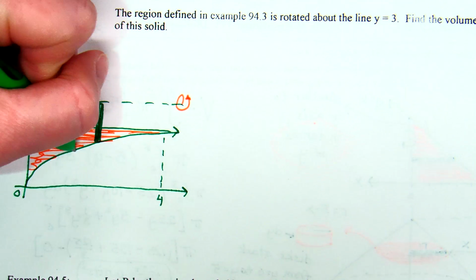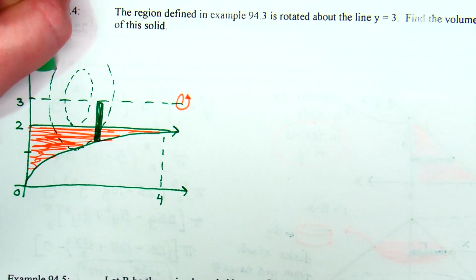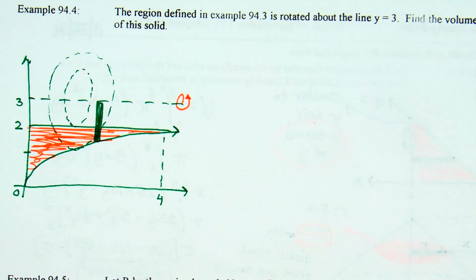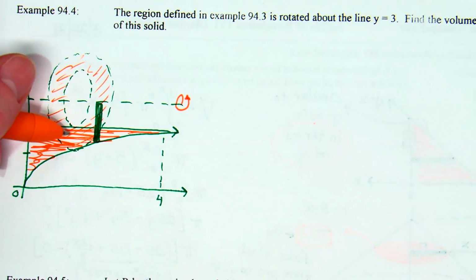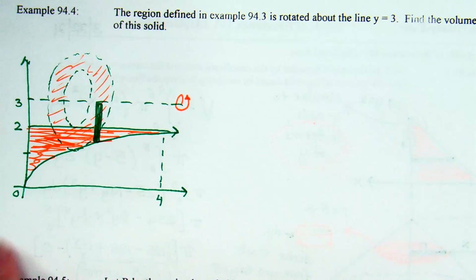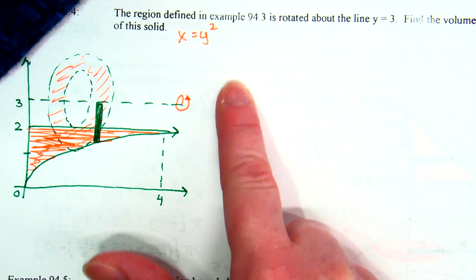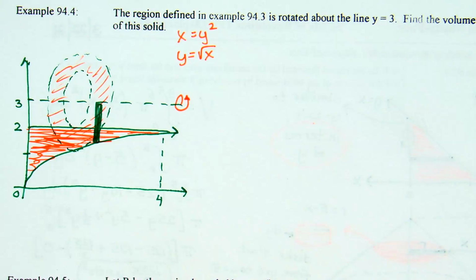Okay, I'm trying to show the best I can the washer there. But the idea that when we start rotating this region down here, there's going to be a hole in the middle, right? Now, keep in mind, our equation was still x equals y squared. We're still going to have to talk about y equals square root of x because we're still going around a horizontal axis, right? Now, let's talk about this lovely washer.